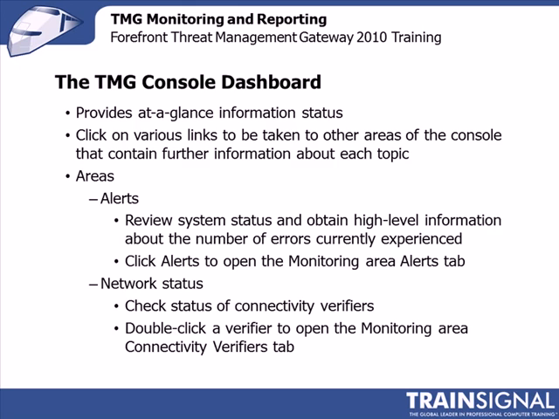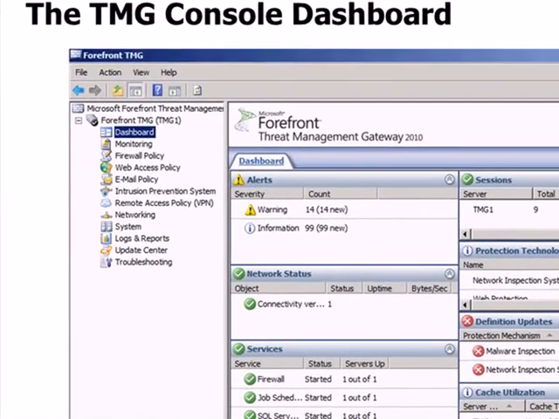I mentioned briefly before what the various areas are, but let me go into a little bit more information. In the Alerts area, you can review system status and obtain high-level information about the number of errors or concerns currently being experienced by the Threat Management Gateway system. If you click the Alerts heading, you'll open up the Monitoring Area Alerts tab. If I go back to the dashboard, you'll notice over in the left-hand column, immediately below Dashboard, is a monitoring area. By clicking Alerts under the Dashboard tab in the Work area, I would move to the Monitoring tab, and it would open up an Alerts area there for me to get more information.